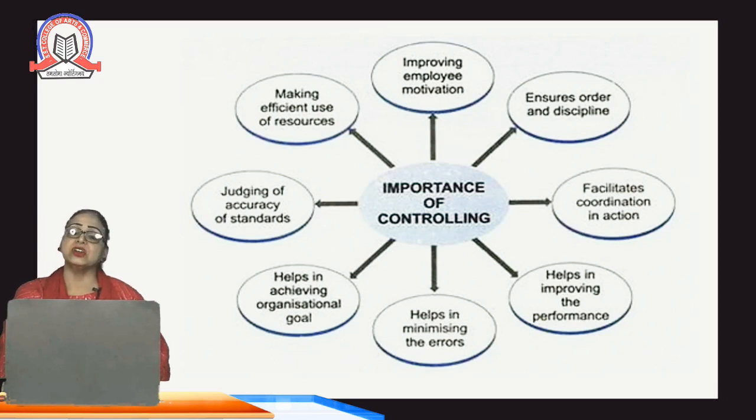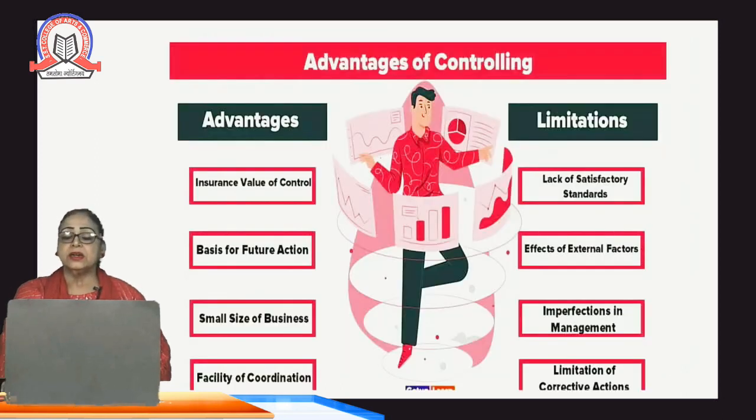Helps in achieving organizational goals. The base of controlling is achievement of organizational goals. And the last importance is judging of accuracy of standards. Standards are being set and those are being compared. The last topic of this chapter is advantages and limitations of controlling.